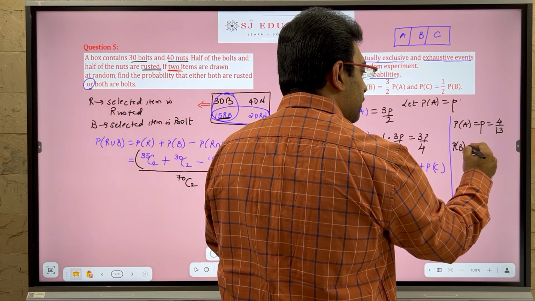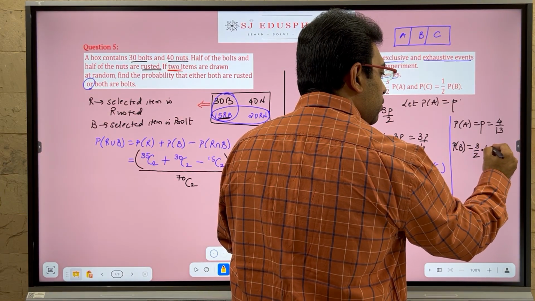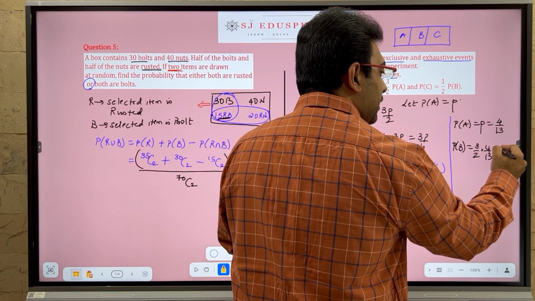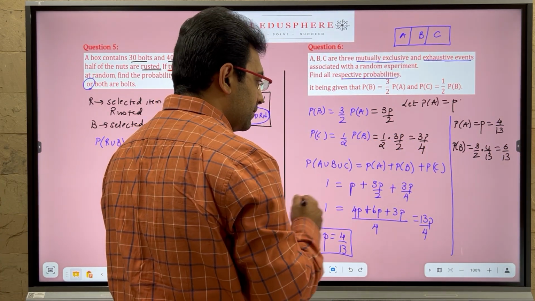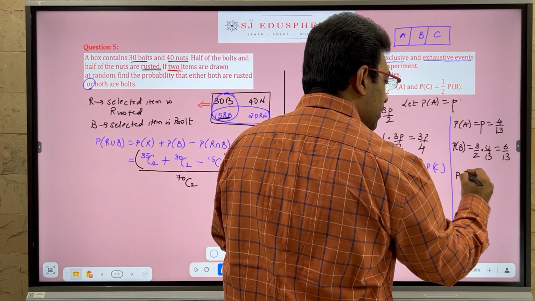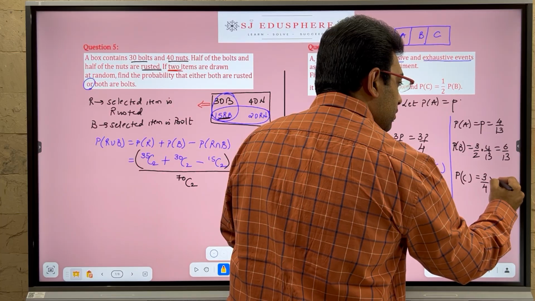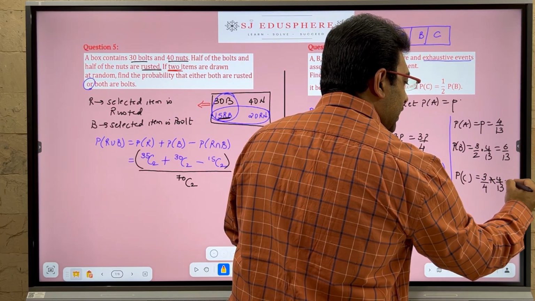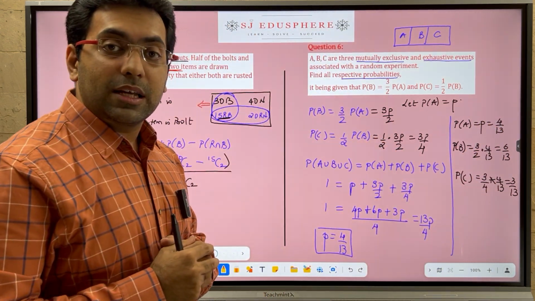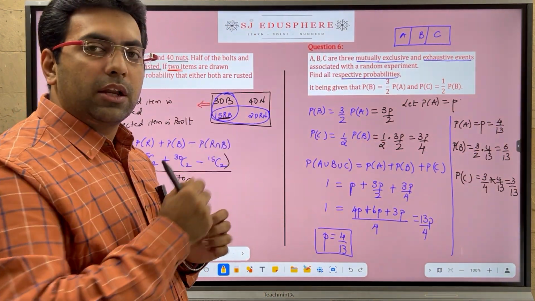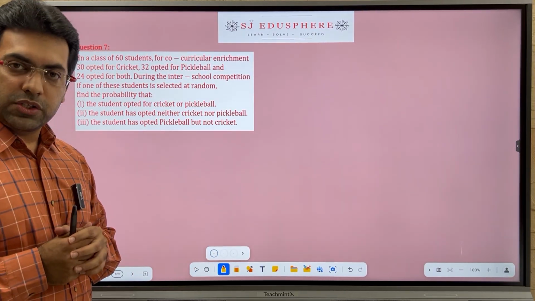Probability of B, which we have defined as 3P by 2, that is 3 by 2 and 4 by 13, gives me over here 6 by 13. And probability C, which you've defined as 3P by 4, leaves me over here with 3 by 13. If you observe, this answer is adding to 1. Hence, your calculation is correct. Let us look at the last question.